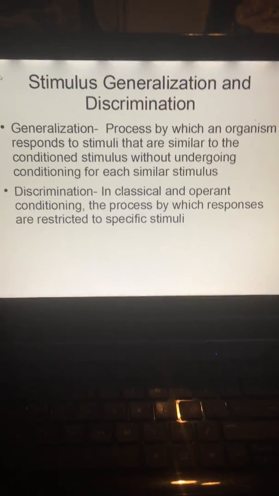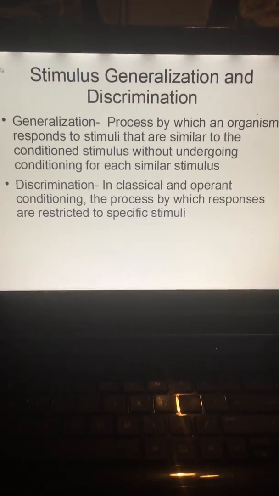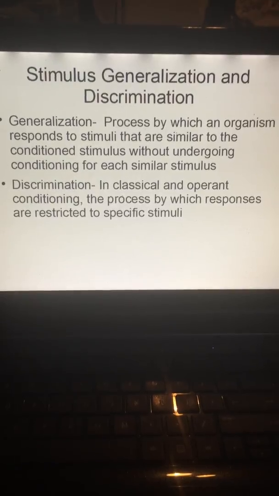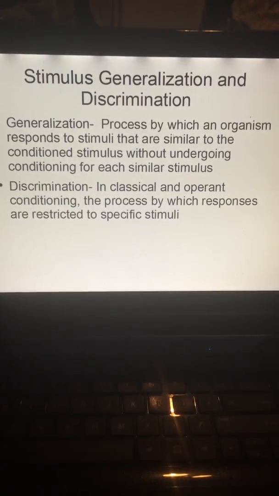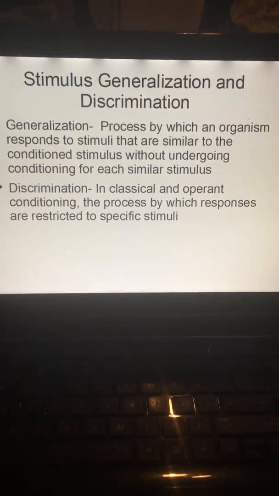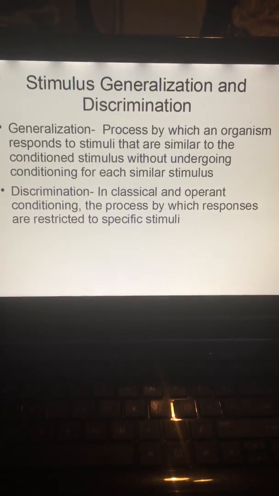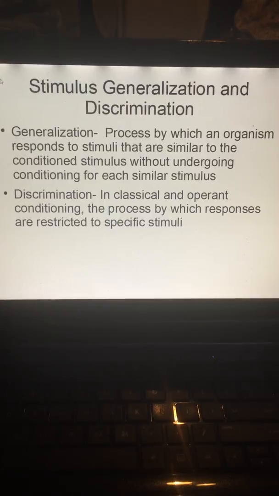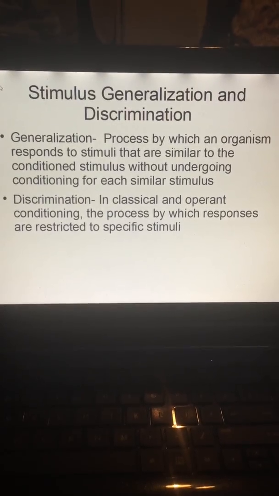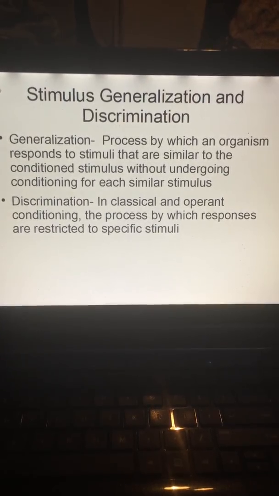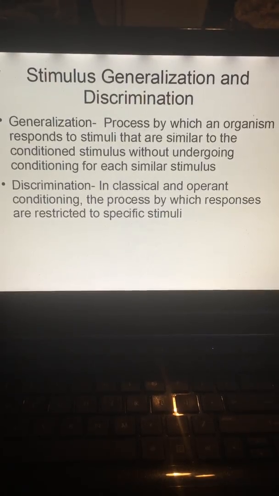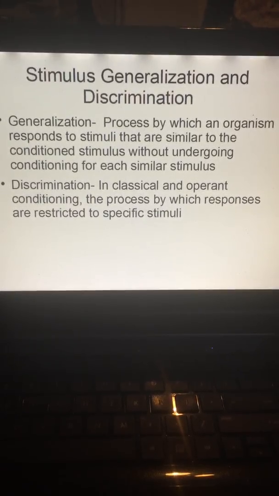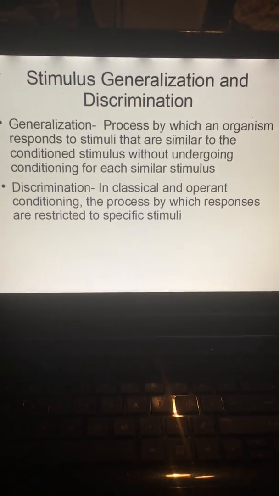Now this kid wasn't just a crybaby. He couldn't tell the difference in his head. There's no white rabbit, white mask, or anything. He'd just keep crying when he saw them. Generalization is the process by which an organism responds to stimuli that are similar to the conditioned stimulus without undergoing conditioning to each similar stimulus. Discrimination is the process by which responses are restricted to specific stimuli.